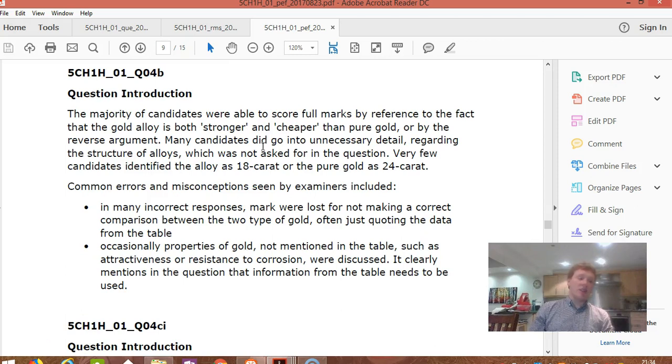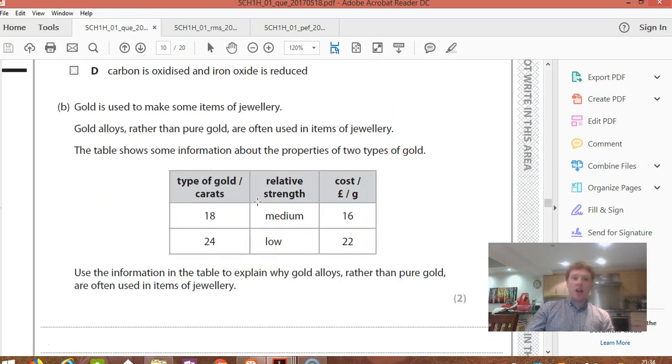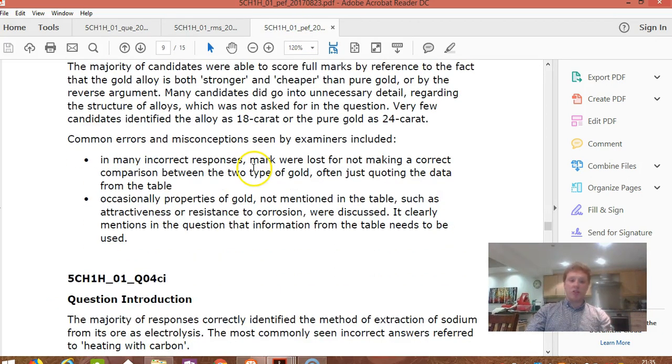So this is another example of not stating the obvious. Or rather, you should state the obvious, just in case it gets you a mark. Nowhere in this question is it said that pure gold is 24 carats and the alloy is 18 carats. So that is information in the table. If you've got this glaringly obvious piece of information that isn't given to you in the question, you might as well write it down just on the off chance that it's worth it.